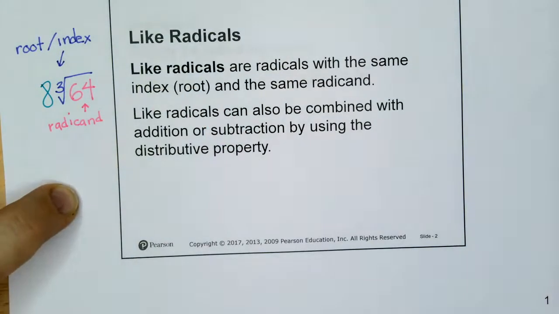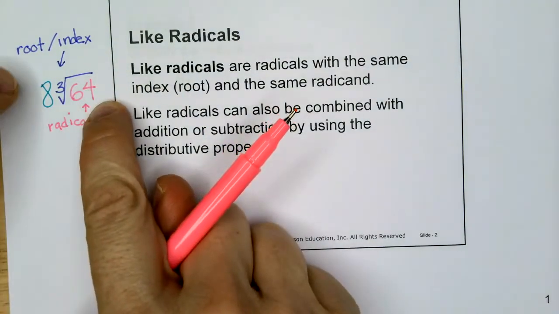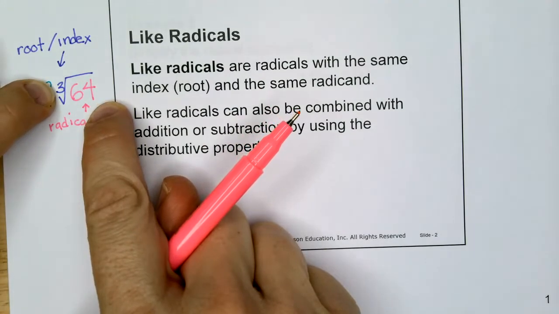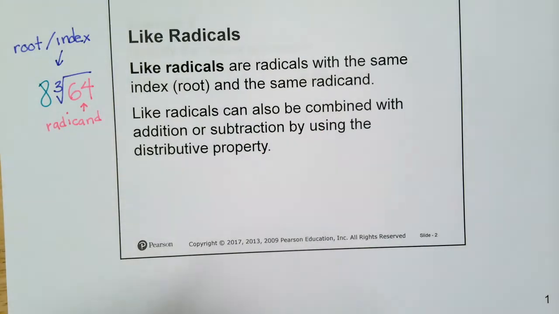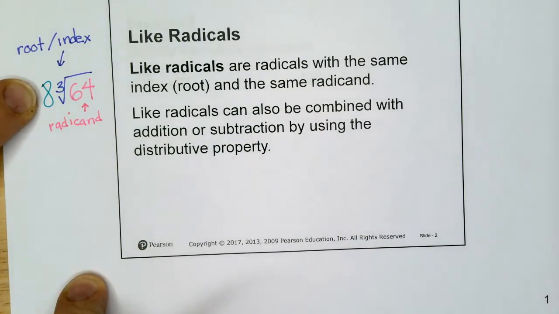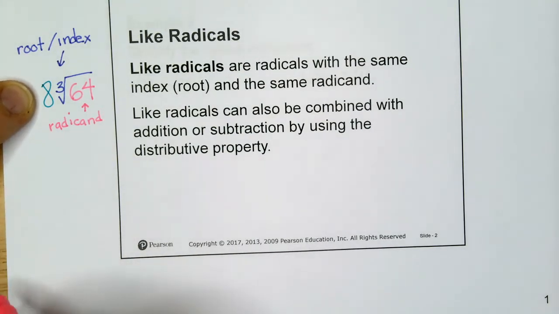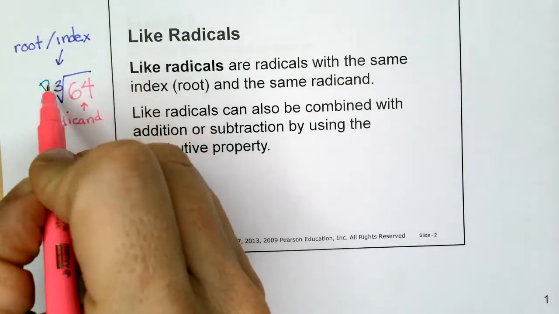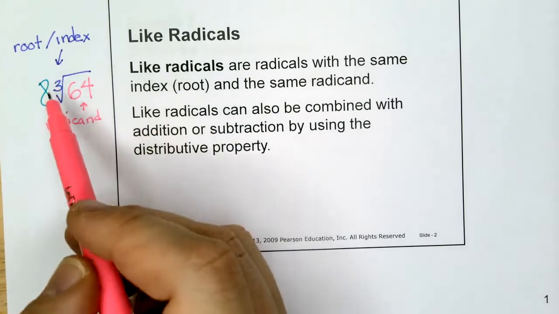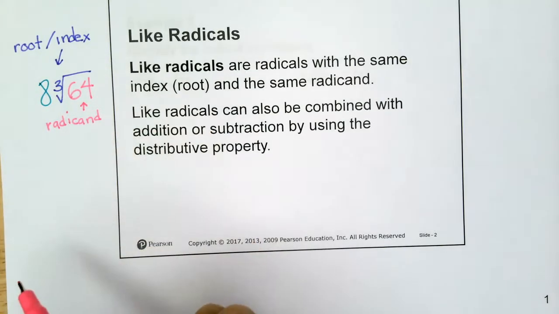So you need to have the 64 and the 3 up here in common in order to combine them with something else, okay? This one does not have to be the same, right? This is actually what you will be adding, subtracting, or multiplying, the 8. But what you need in common is this index and this radicand. If there is no number right here, it's an understood 2.